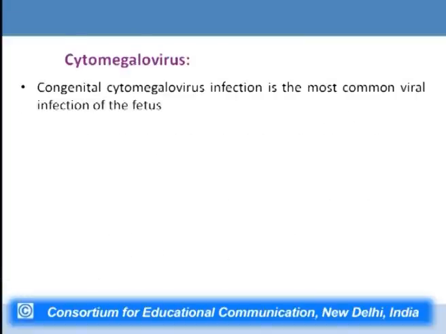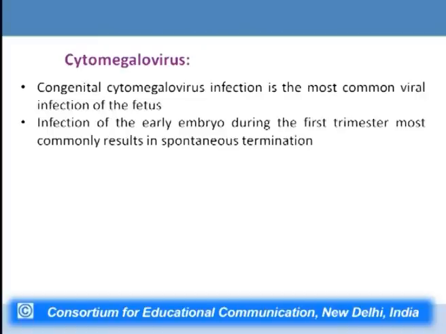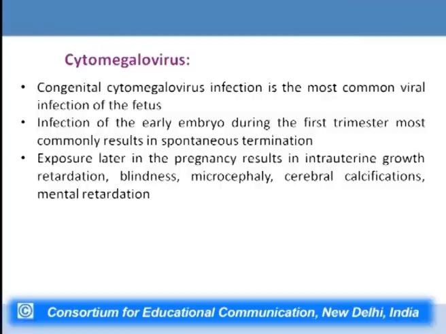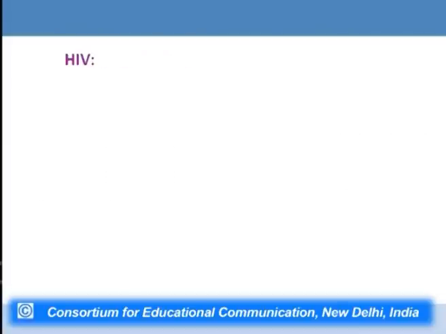And cytomegalovirus infection is the most common viral infection of the fetus, and during early trimester exposure, it leads to termination of the pregnancy, while later on it can lead to blindness, microcephaly, mental retardation, etc.